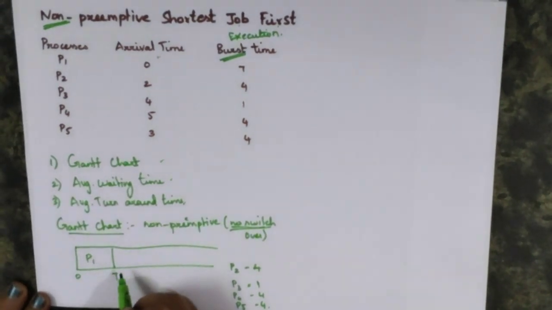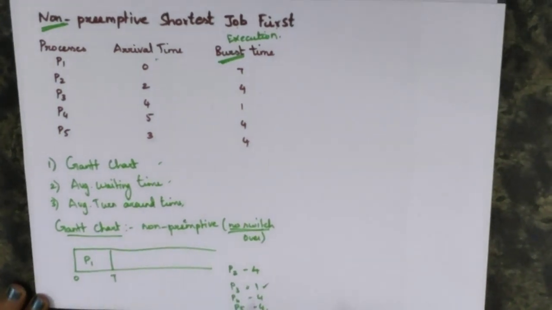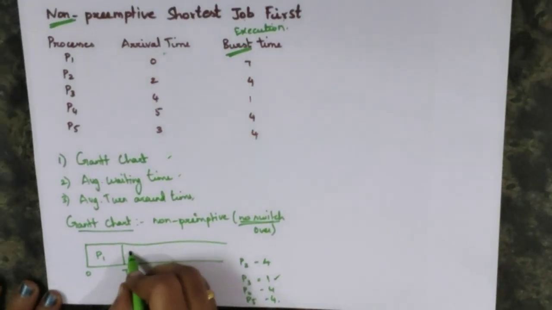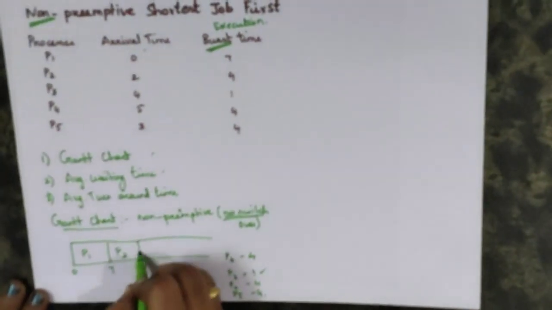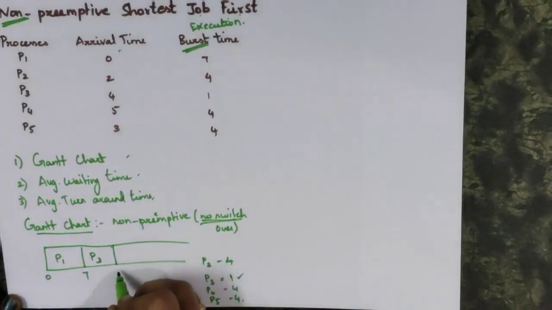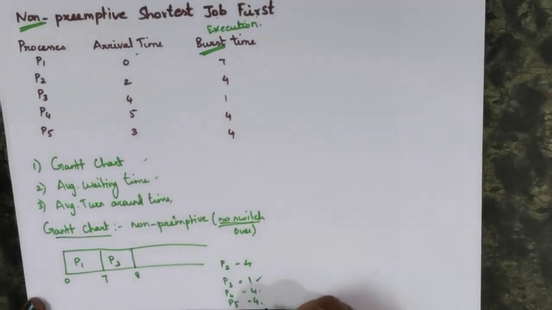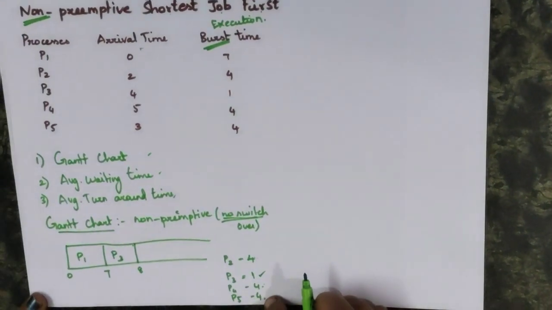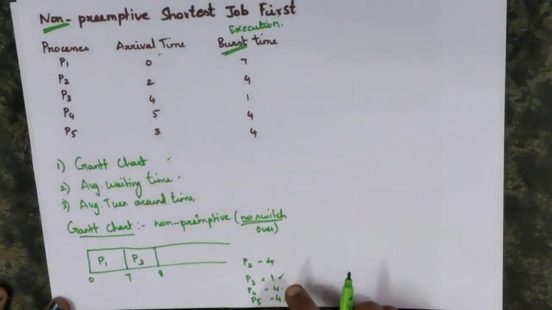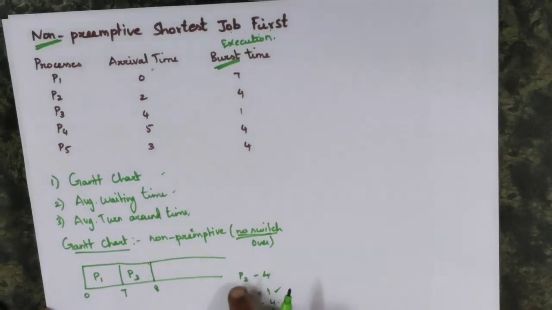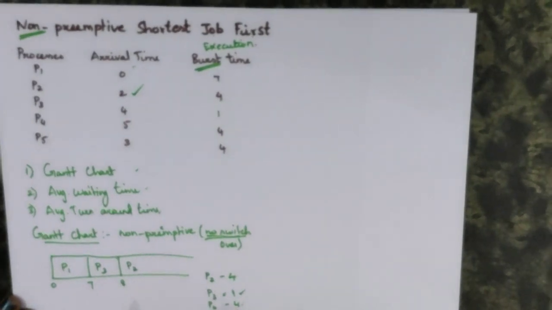Now I have to pick the shortest job. The shortest job among these 3 is process P3, and its burst time is 1. So 7 plus 1 is 8. Again, these 3 processes are the remaining processes and they have the same burst time. If there is a tie, then we have to switch to the first in first out concept. Whichever process comes first should be placed next. Process P2 arrived at time t equal to 2, so that's why process P2 is placed next.